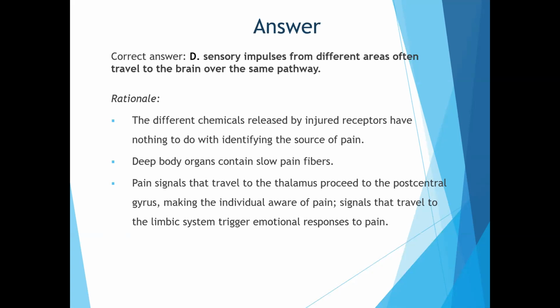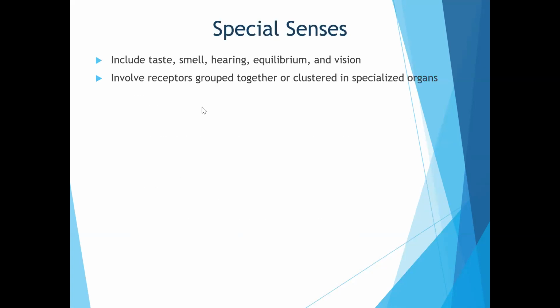So there is a chemical release when we have injured tissue, but that doesn't have to do with our source of pain. Those deep body organs have our slow pain fibers. And it is true that some pain signals travel to the thalamus while others travel to the limbic system. But that doesn't mean that we're going to feel it in a different area or that it's going to be tough to identify.